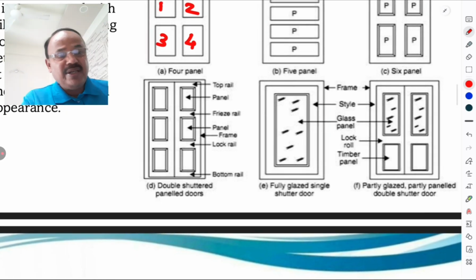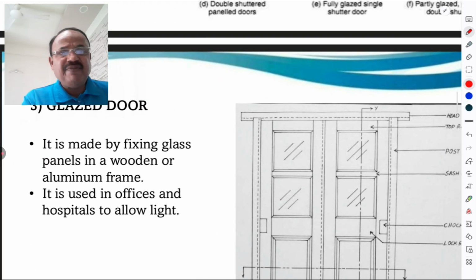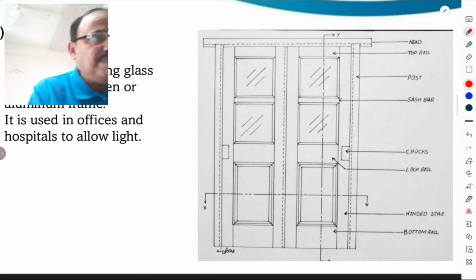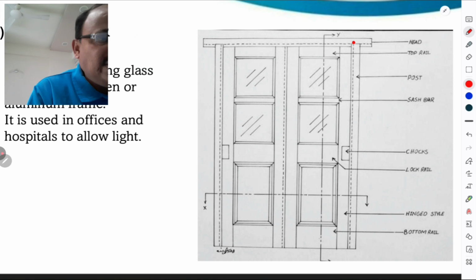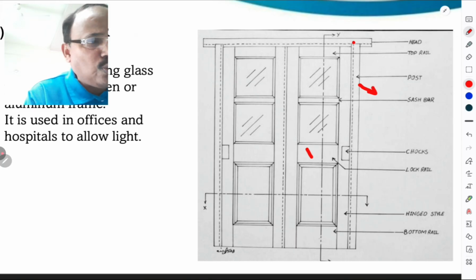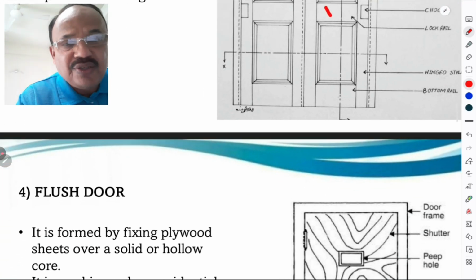Single shutter, it may be a double shutter door. Then glazed door. It is made by fixing glass panels in the wooden or aluminum frame. It is used in the offices and hospitals to allow light. It is nowadays used in all shopping malls also. This is the glazed door. Then the topmost part is called as a head. The bottom rail is there, lock rail is there. Then post means this vertical member is called as a post. Then this is the lock rail. Then hold fast, not shown here, but there must be a hold fast.